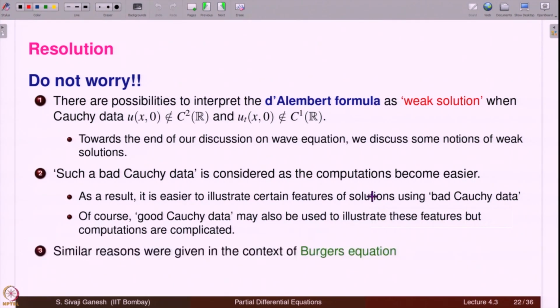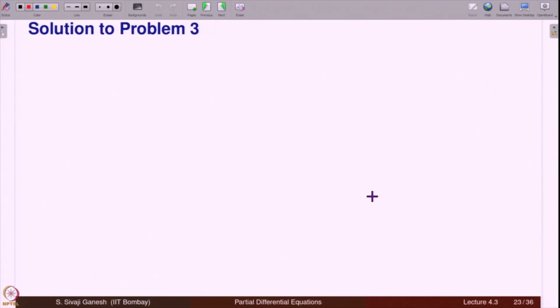We have given similar reasons in the context of Burger's equation also in lecture 2.15. Okay, let us solve this problem. Very easy, we have to simply apply the D'Alembert formula.